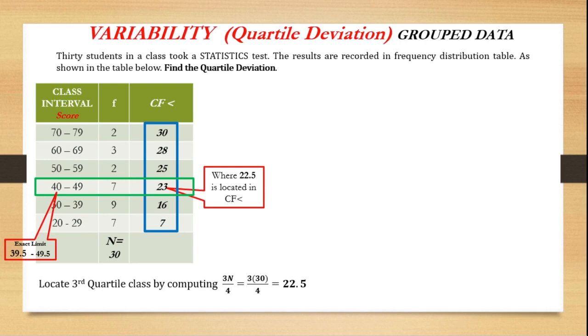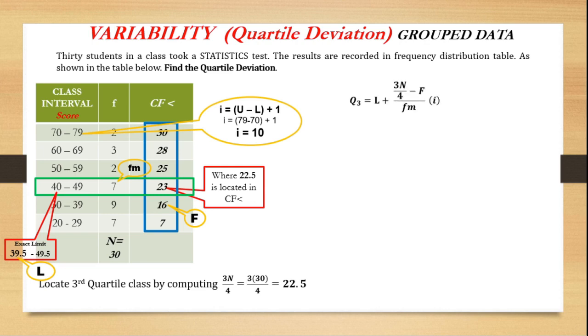In the interval for our third quartile class, we have to get the exact limit. So if we have 40 to 49, the exact limit is 39.5 to 49.5. Then we can say our lower class boundary of our exact limit is 39.5. Our Fm, which is the frequency of the third quartile class, is 7. And the cumulative frequency less than of the class before the quartile class is 16. And let us compute for the i. i is 79 minus 70 plus 1. So i is equal to 10.